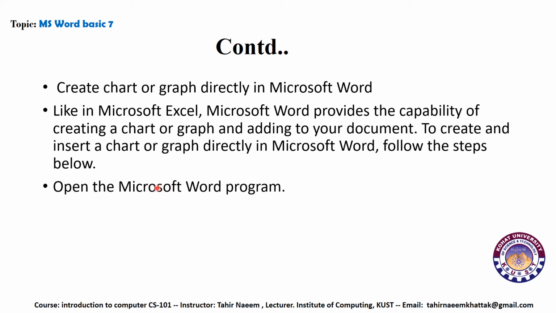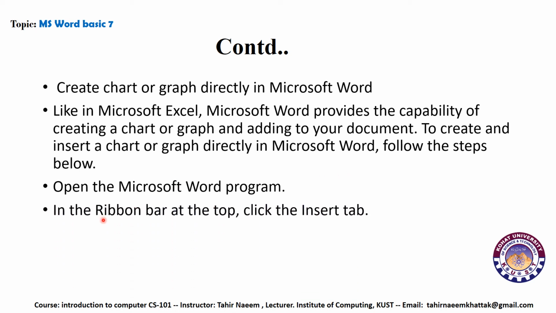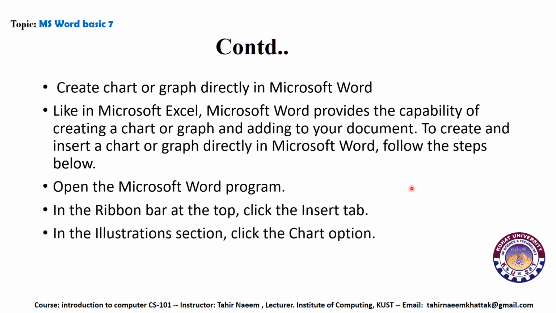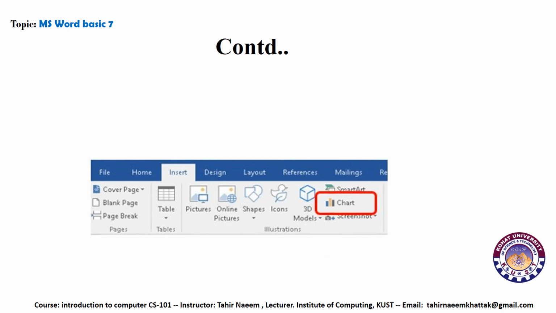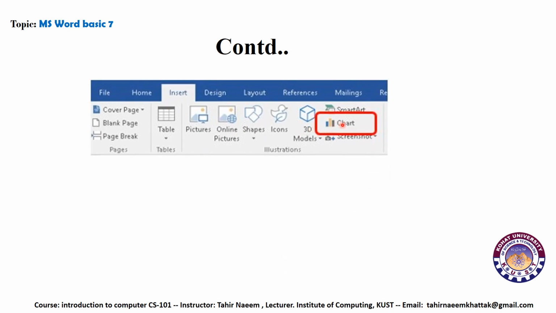First we open the Microsoft Word program, then we go to the ribbon bar at the top, and we click on the insert tab. In the insert tab we go to the illustrations section, and in the illustrations section we click on the chart option. As you can see, here is the chart option. We go to insert, then the illustrations group, and here we click on charts.